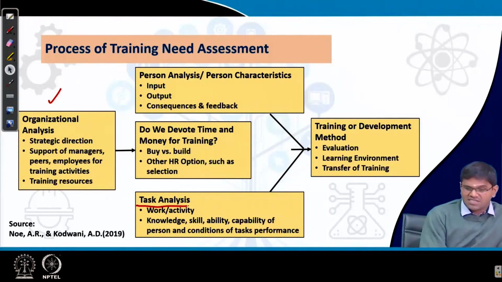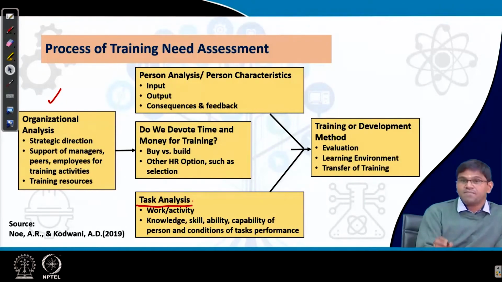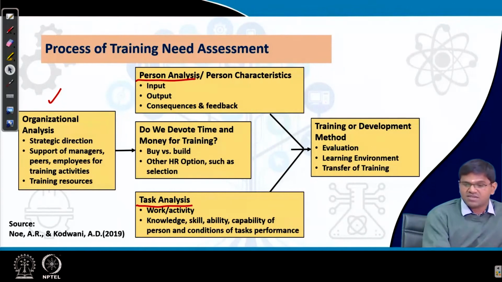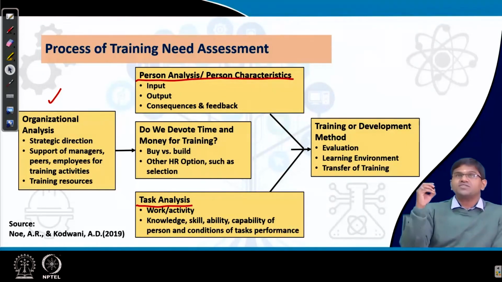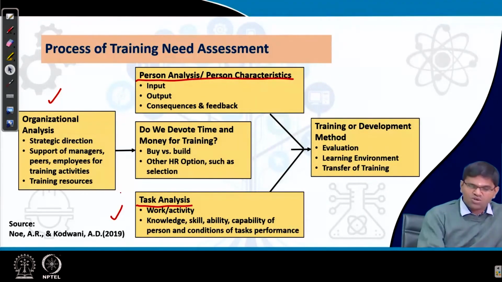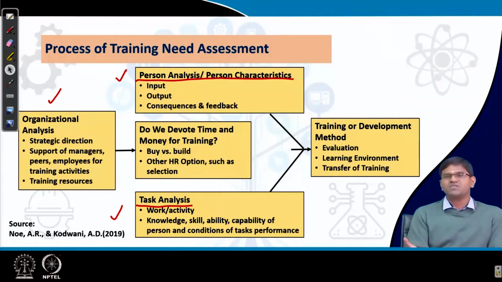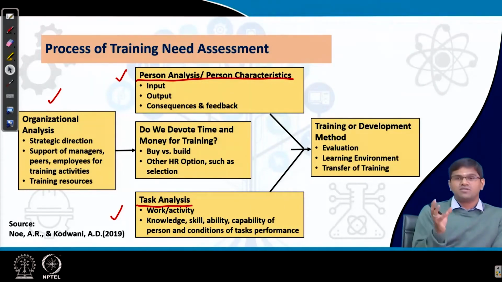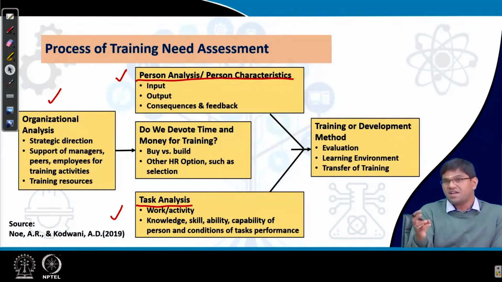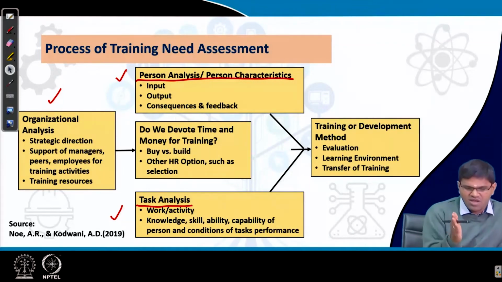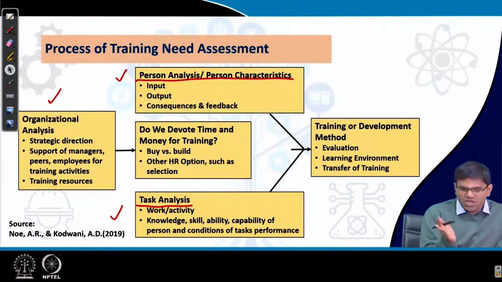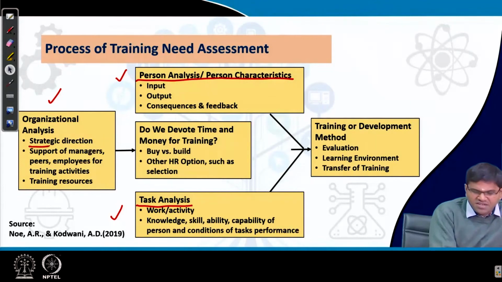This is on a task or occupation level analysis, and of course on a person analysis, because these three are the source for performance deficiency, or the source for what kind of training my organization needs. So if you look at the organizational level analysis, you will have to see what the strategic direction is.